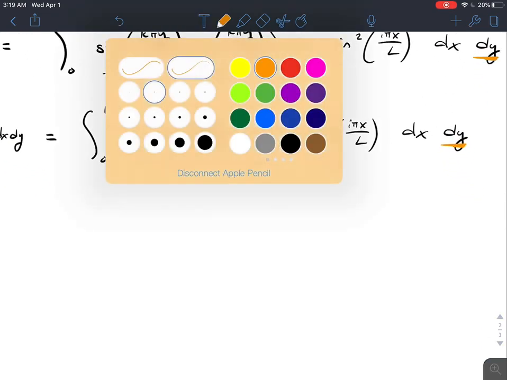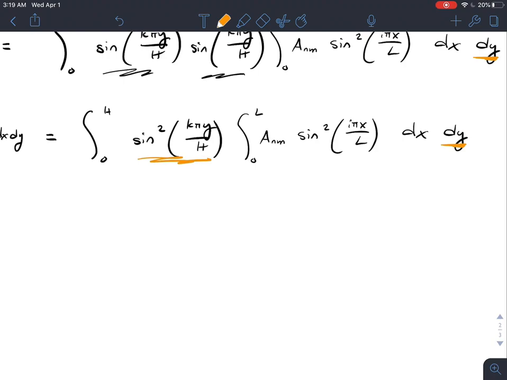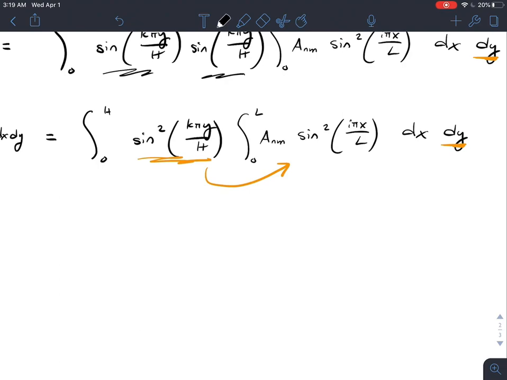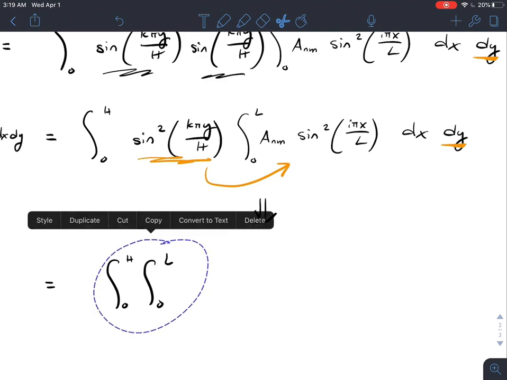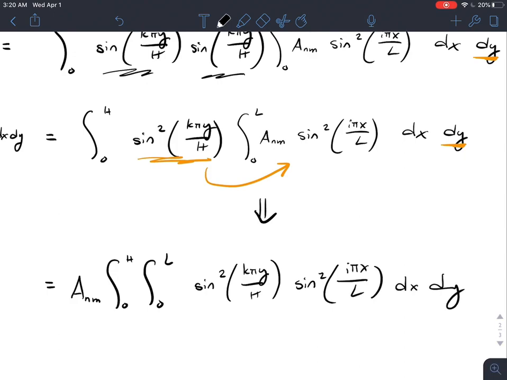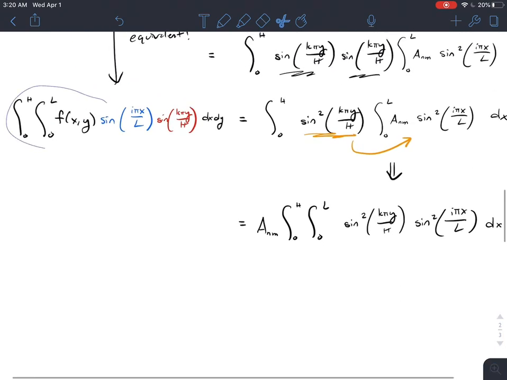Same idea applies on the right hand side. Notice that this sine function is only dependent on y, so we can just easily move it back into the integral, because a function being integrated with respect to x will not affect a function dependent on y. So therefore, switching out terms, we arrive at, let's factor out the a and m as well. We have sine squared k pi y over h, sine squared I pi x over L dx dy. Let's just copy and paste this.